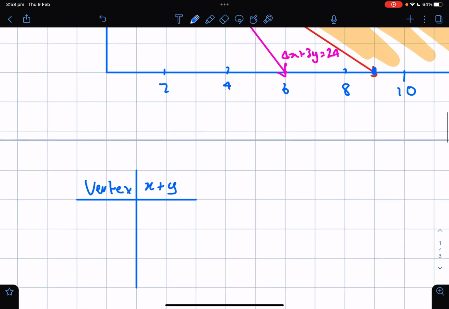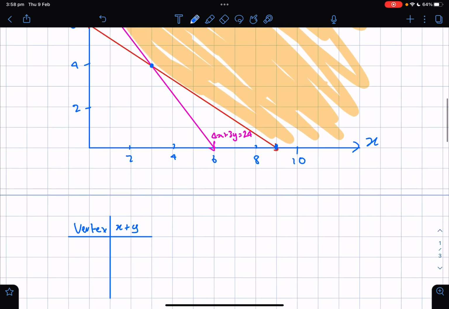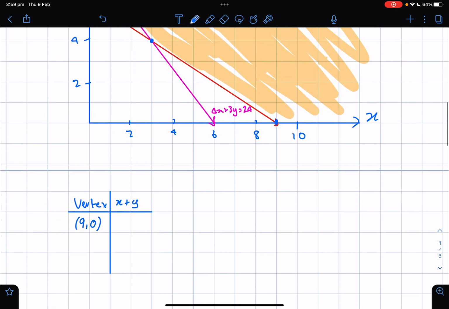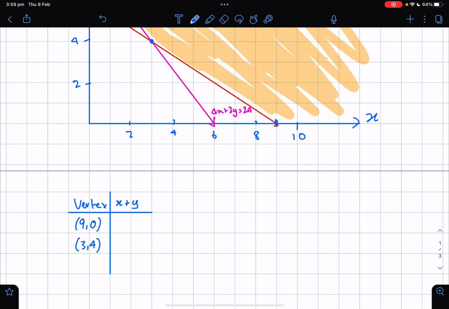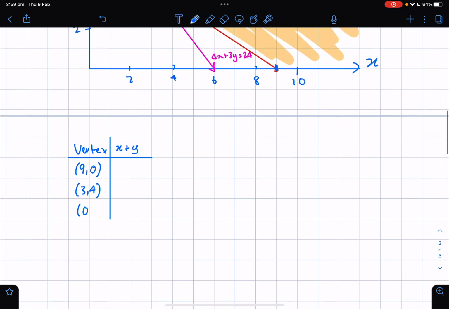So down here, I've got a little table. So vertex, and then I've got the function I'm trying to minimize, so x plus y. Okay, so my coordinates, this one down here is the coordinate 9, 0. This middle one, 3, 4. And this coordinate up here, all the way up here, is 0 and 8.